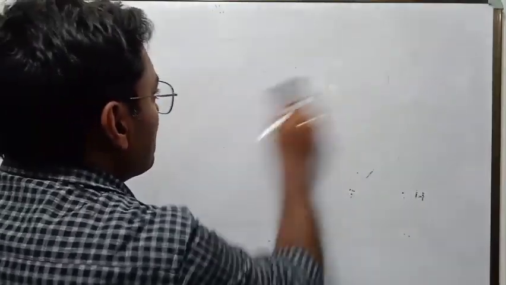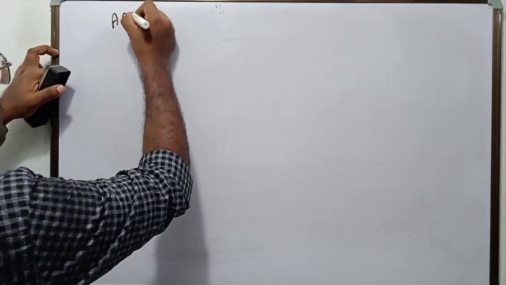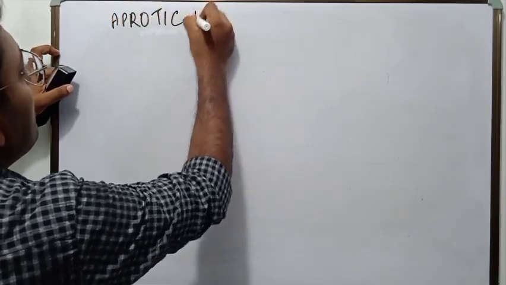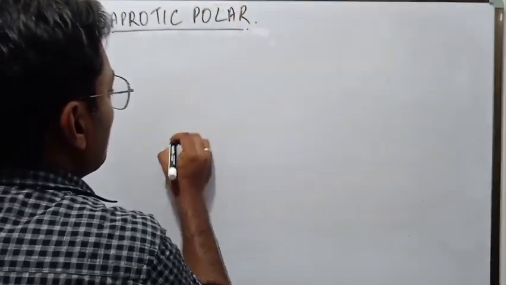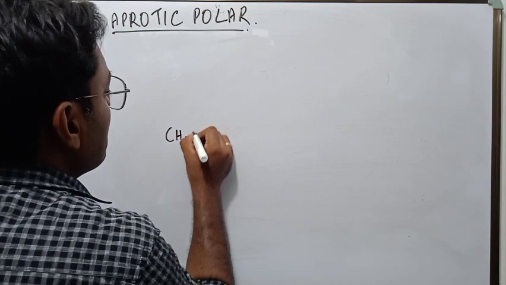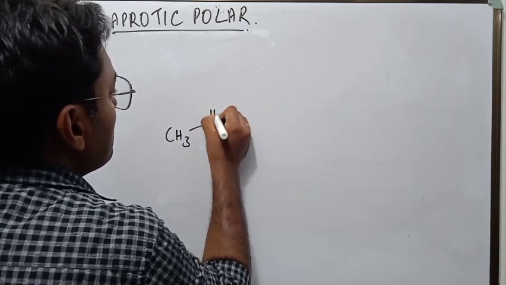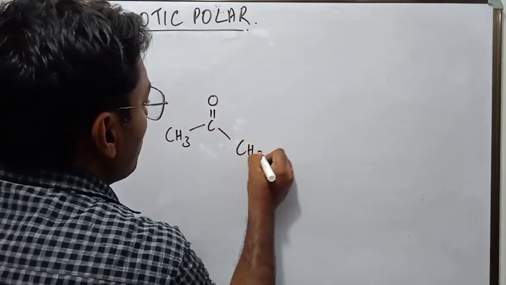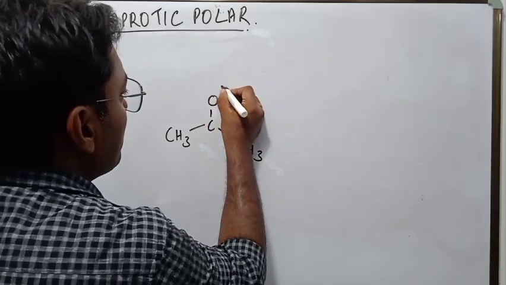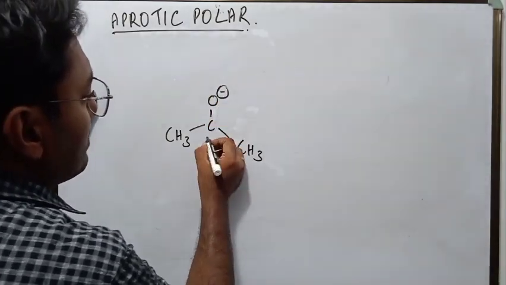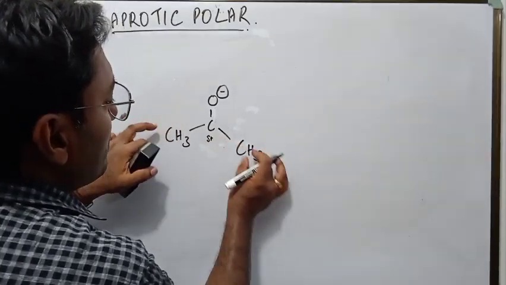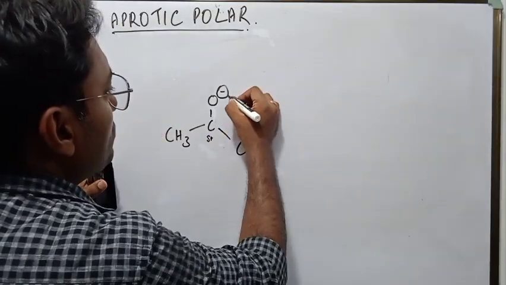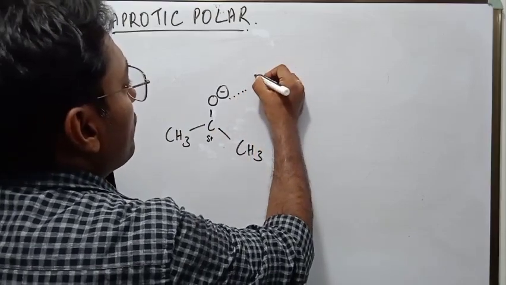Now let us see what would happen in aprotic polar solvent. We will see the solvation diagram. So I am going to draw acetone. This is the acetone molecule. Now this side becomes negative, right? And this side will be slightly positive, because somewhere this positive charge is drastically reduced.